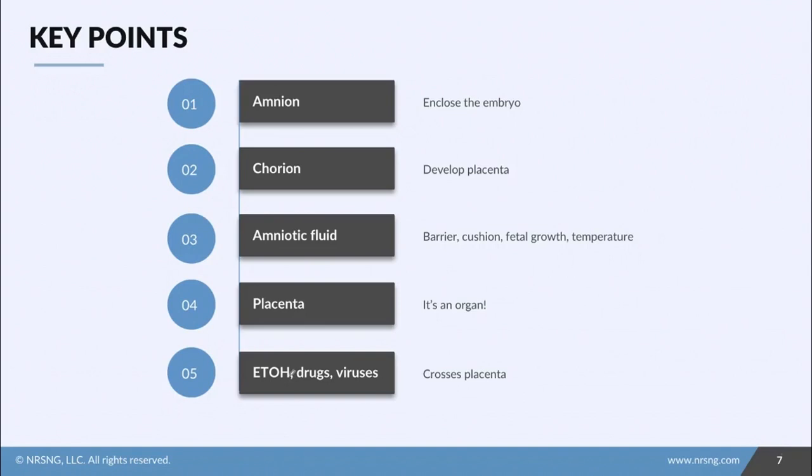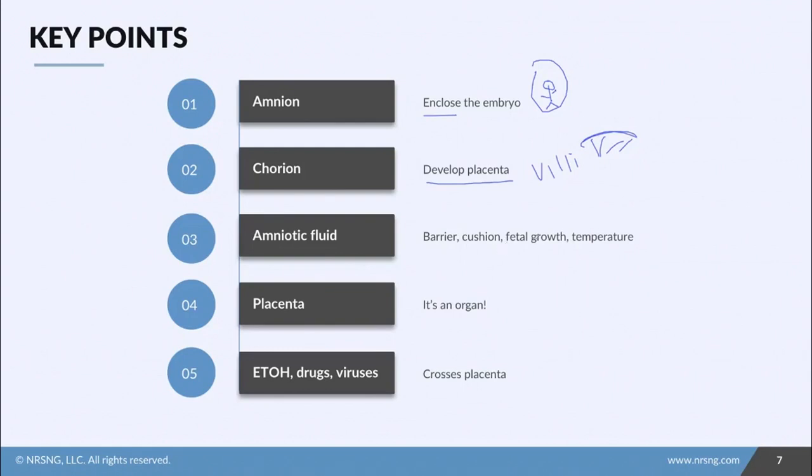Okay, so our key points to bring it all together: the amnion, chorion, amniotic fluid, and the placenta are all part of our fetal environment. The amnion is going to form the outer membrane and enclose the embryo. Our chorion is going to become vascular and develop the placenta. Remember the chorionic villi are those finger-like projections that grab hold and maximize the absorption from maternal blood. Our amniotic fluid is our barrier, our cushion.